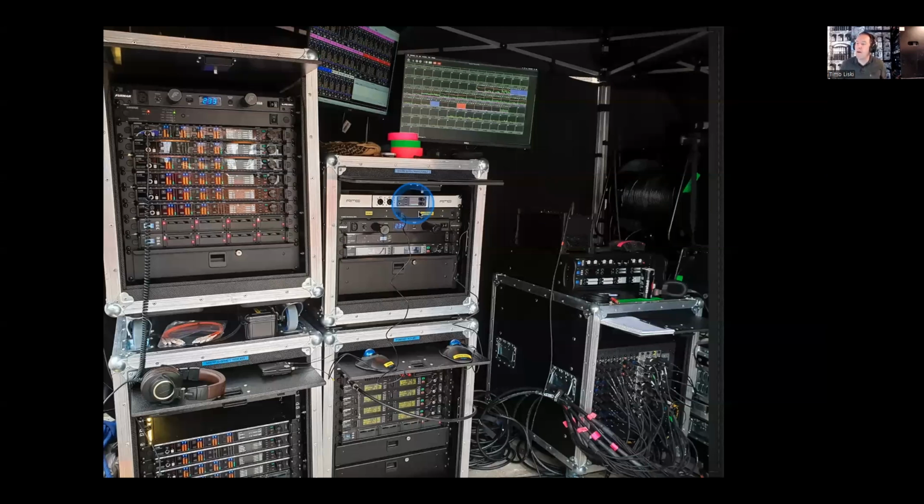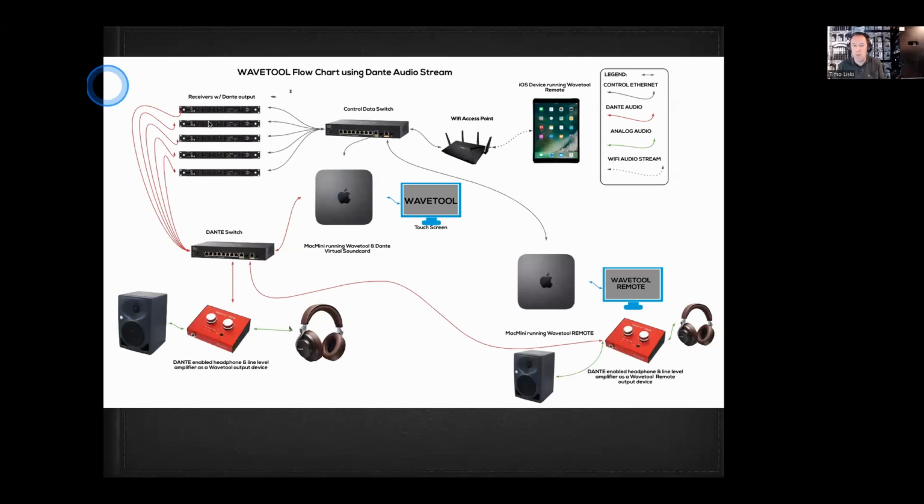Here's a flowchart of the setup that I'm going to show you with Wavetool today. In my setup, which I'm going to show you very soon, I have some Axient Digital receivers, and from the receivers I'm sending Dante to a switch and to a Mac Mini running Wavetool and Dante Virtual Soundcard. Simultaneously I'm sending the control data from the receivers to a switch and also to Wavetool, and I also have a touchscreen in front of me.